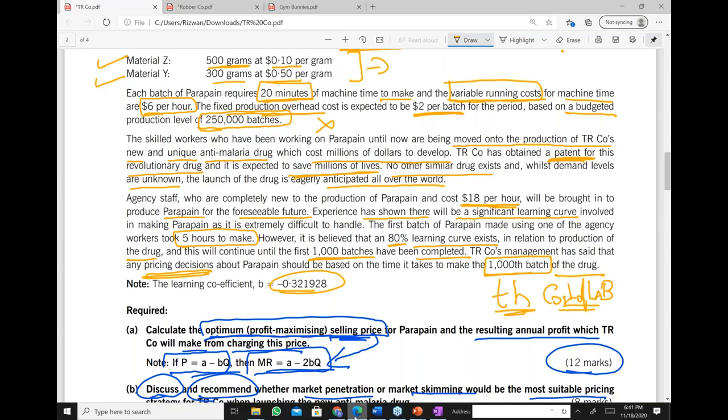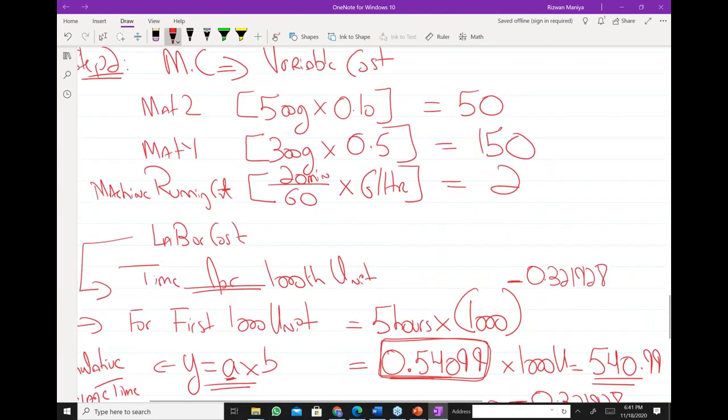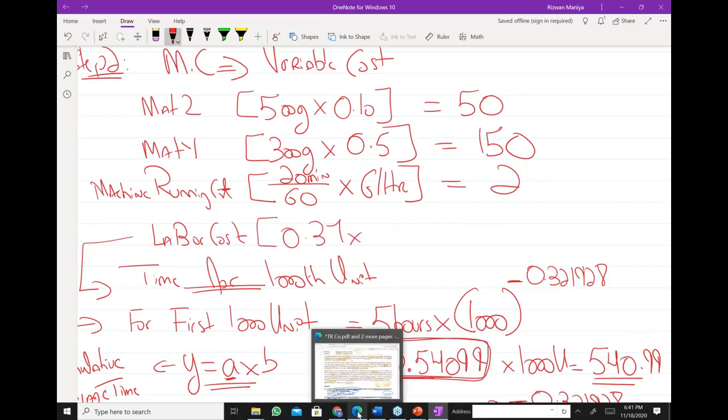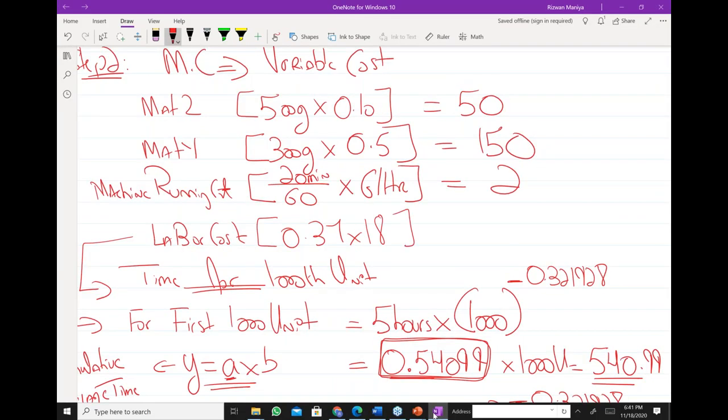So are we clear about this, everybody? Now we have the time for the 1000th unit. So it's time to work out the labor cost now. So 0.37 multiplied by the rate per hour. What is the rate per hour? It's 18 per hour. 0.37 multiplied by 18 will give you 6.66.